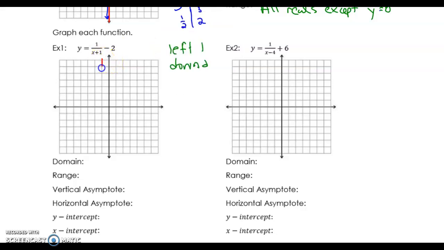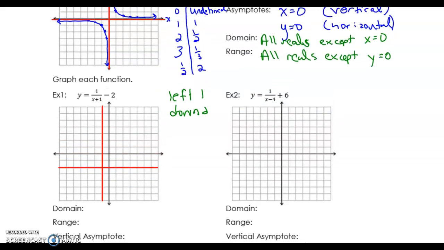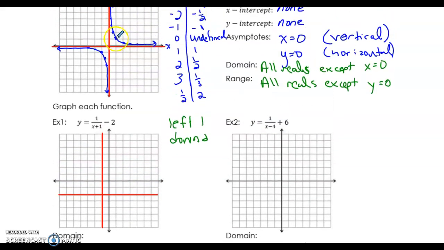So we move left 1 and then down 2. There's my new function. All right, so when you make these points, you can go ahead and make the chart, or you can use that parent function to just move each point left 1 and down 2. So this point that was at 1, 1, if I move it left 1 and down 2, now it's going to be right there. Okay, so there's my 1, 1, and from there it's going to go 2, a half, 3, a third, 4, a fourth, and so on.